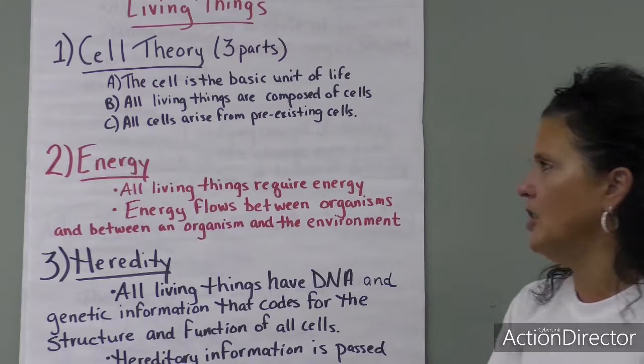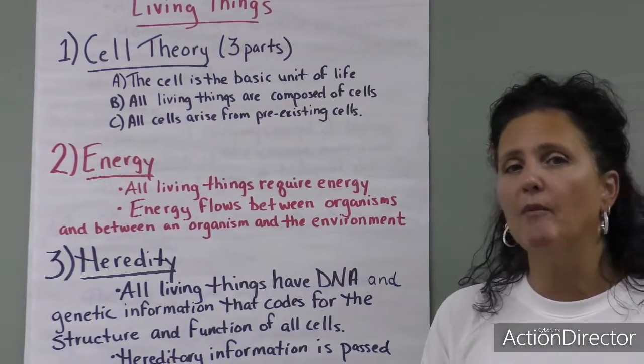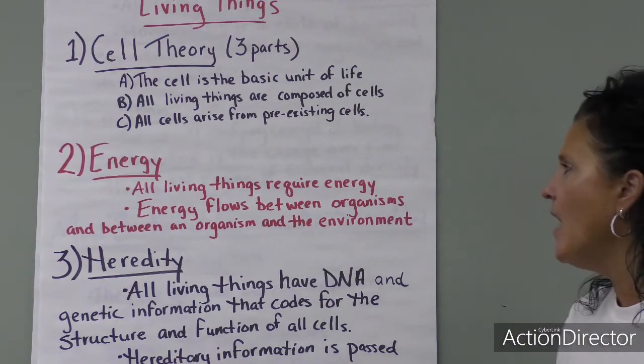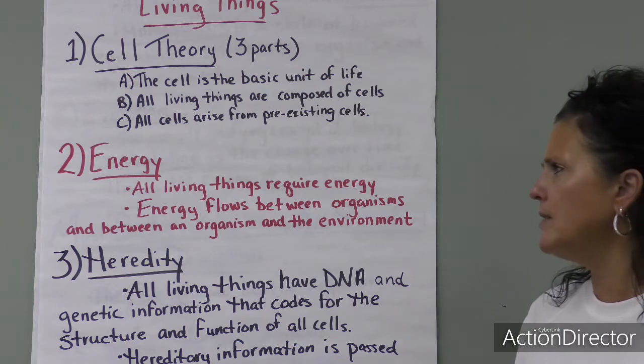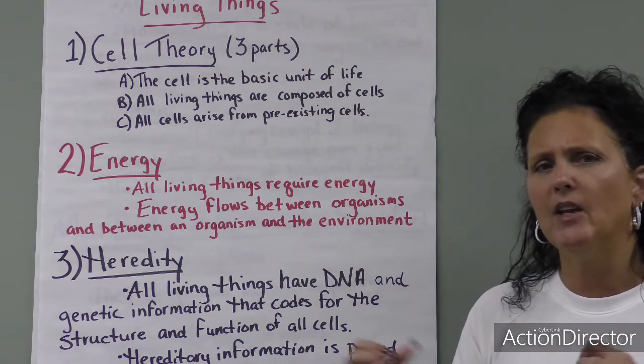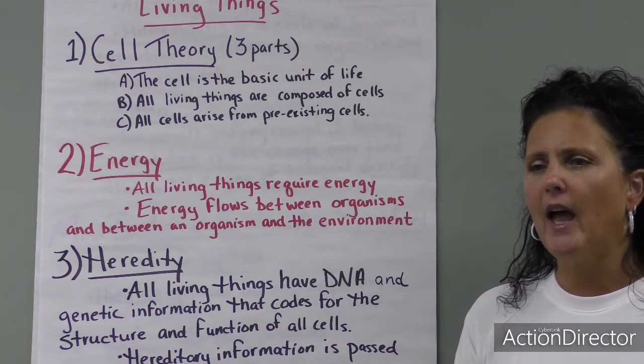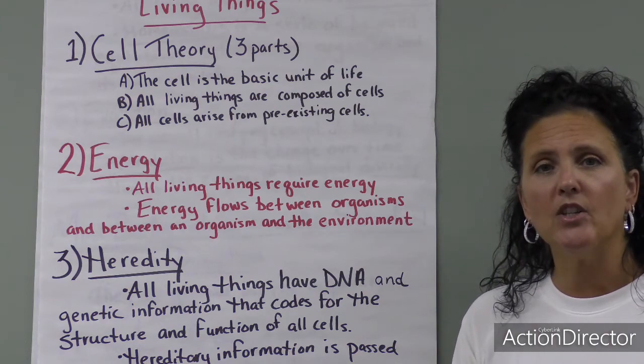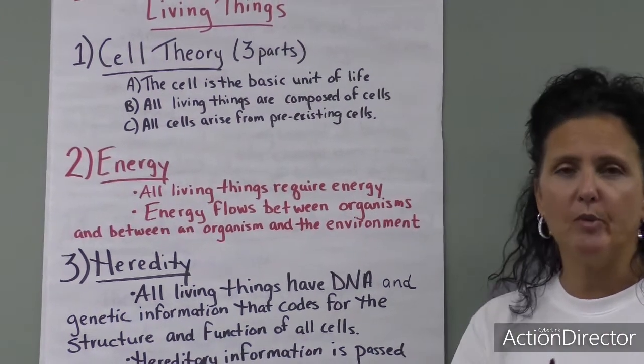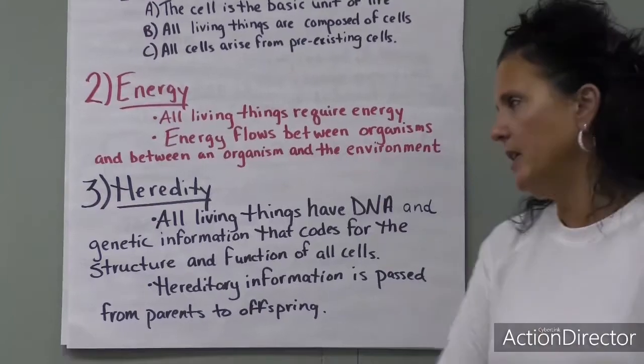Number 2 is energy. All living things require some form of energy to be alive, and energy flows between organisms and between an environment and an organism. So we can look at organism to organism interactions or interactions between organisms and their environment.